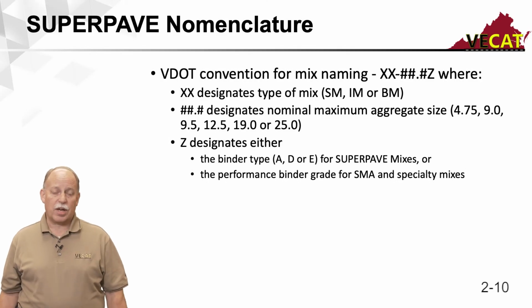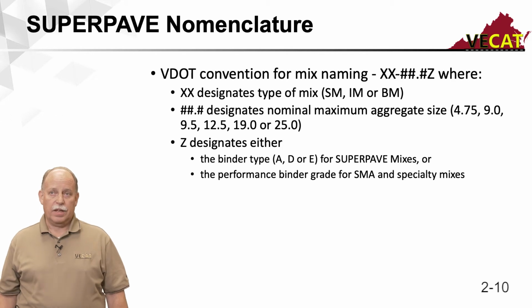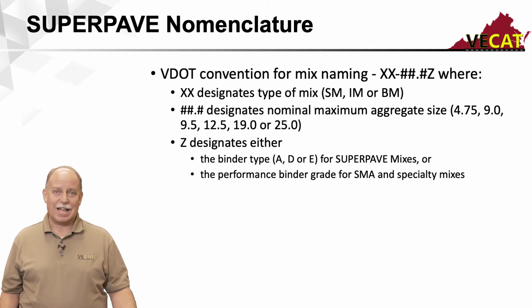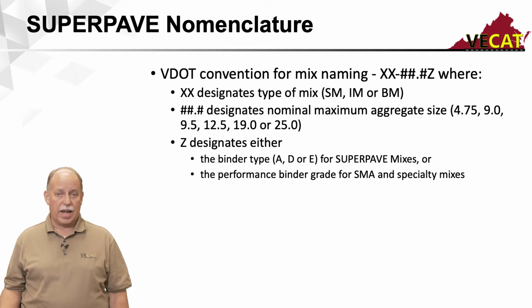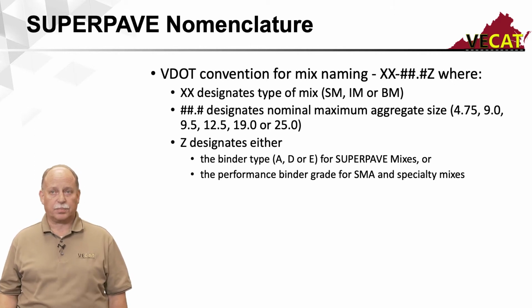So now let's talk about our SUPERPAVE nomenclature for our pavements themselves. And VDOT convention for mix naming, again, is using those same types of letters and numbers. We have that XX dash pound symbol with a dot, pound symbol Z. That XX designates the type of the mix. So we have an SM, an IM, or a BM. So that's a surface mix, SM. IM is an intermediate mix, and BM is a base mix.